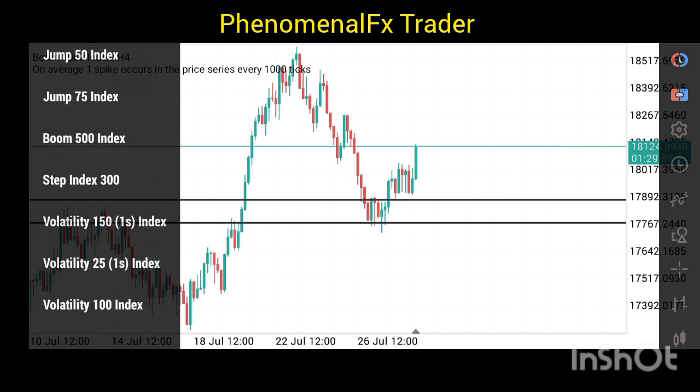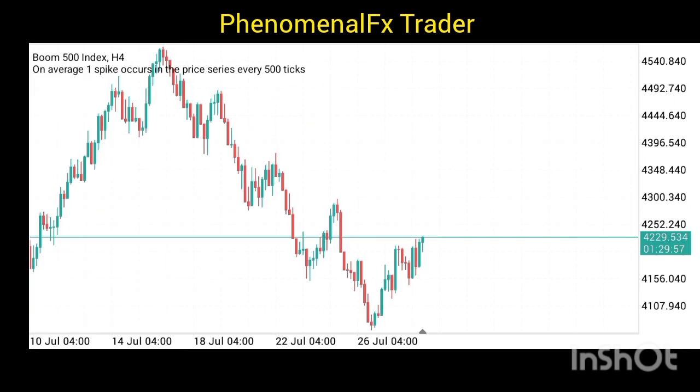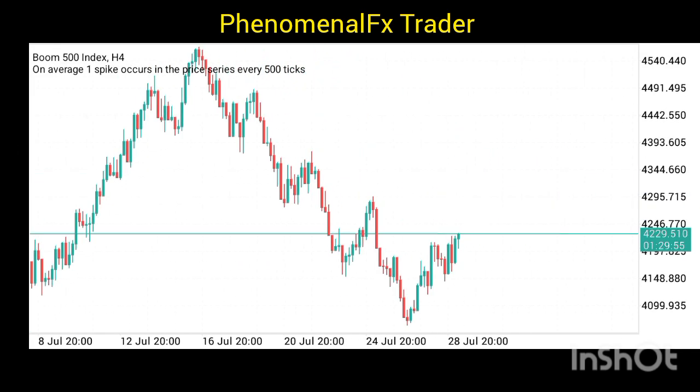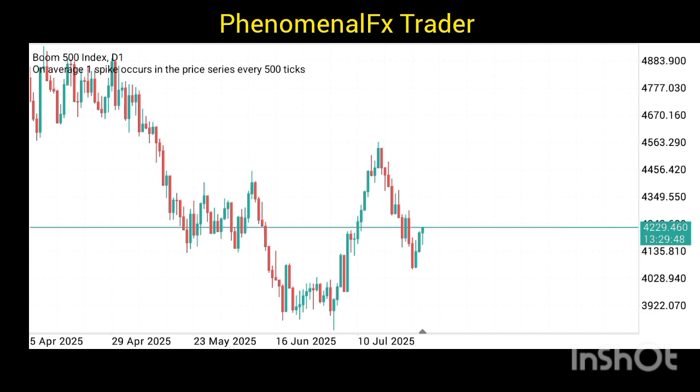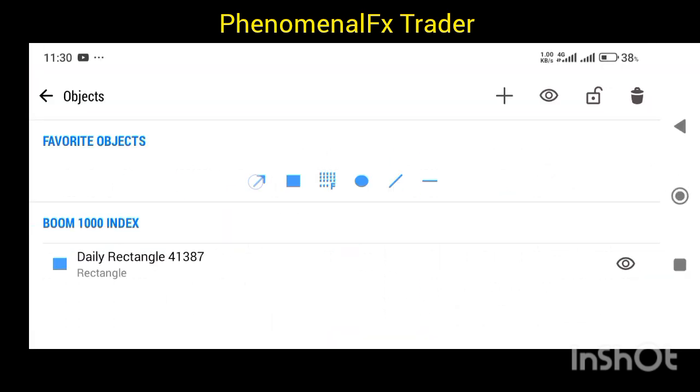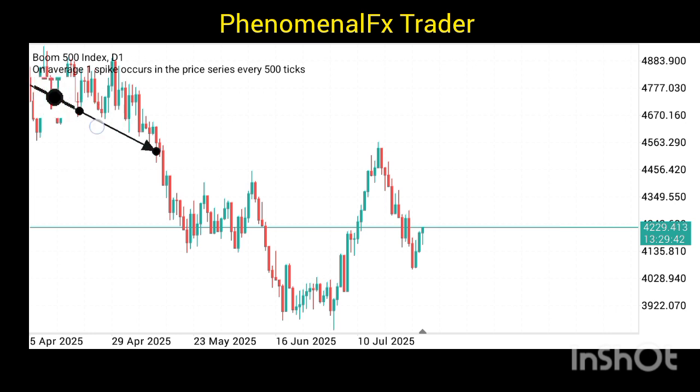All right, let's look for another Boom and Crash pair. Boom 500 index. All right, so you can see this one on the 4 hour time frame. The market is buying, and we're expecting it to buy to the top too. Now if you go to the daily time frame, you can see the market had been selling previously. Then finally it consolidated. This is the recent lower high the market created. Finally, this lower high was taken, and the market pulled back nicely to start buying.